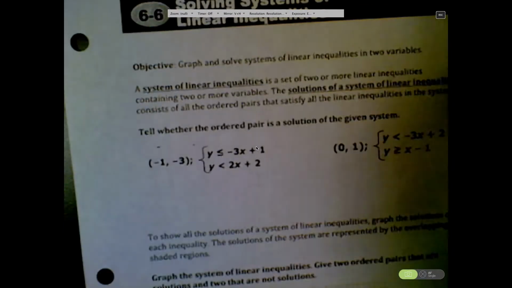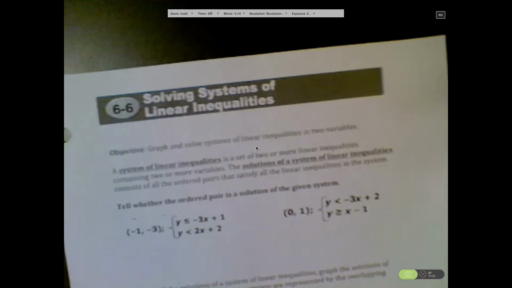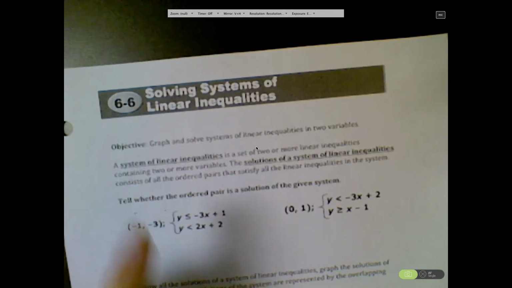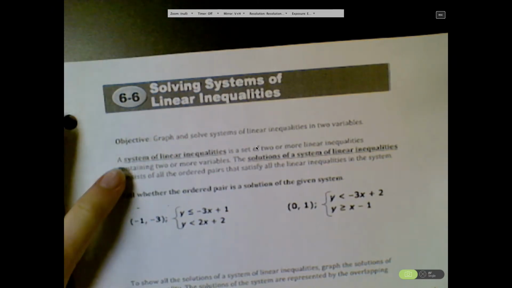So systems of linear inequalities, just like systems of linear equations, are basically two or more linear inequalities put together into a group. So our objective today is to graph and solve systems of linear inequalities with two variables. If you'll follow along with me here.